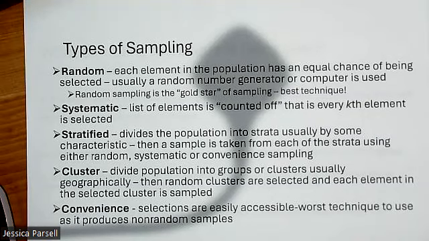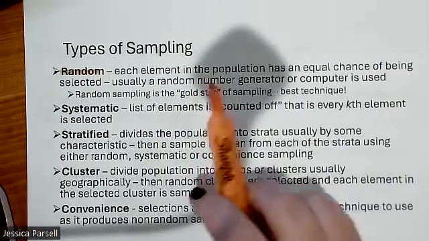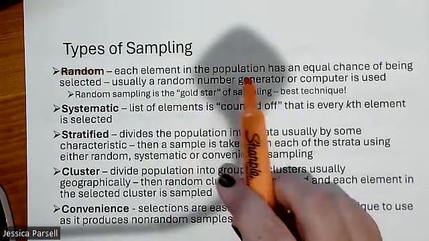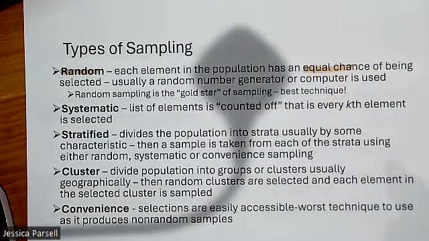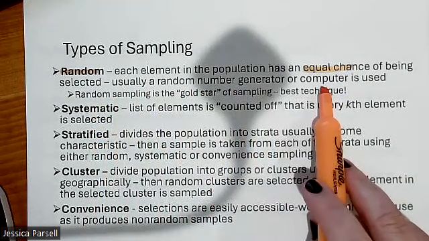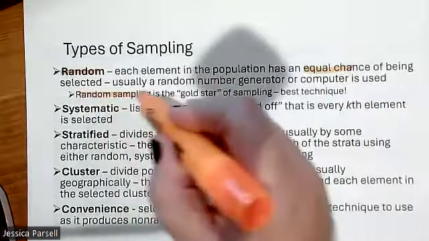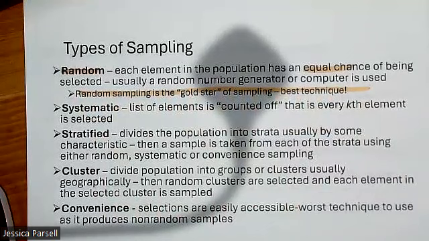Okay, in this class, you are going to be responsible for 5 different types of sampling, and you are going to be given scenarios, and you're going to have to figure out what type of sampling is happening. So let's go through the 5 big ones. We have random sampling. Each element in the population, or each person in the population, has an equal chance of being selected. With random sampling, usually a random number generator or a computer using a random number generator is used. I just put a special note here. Random sampling is considered the gold star of sampling. It's the best technique. It's hard to do, but it is the best technique out there.